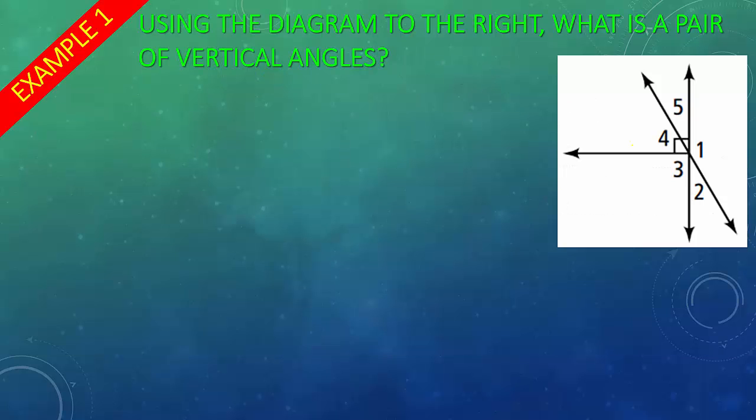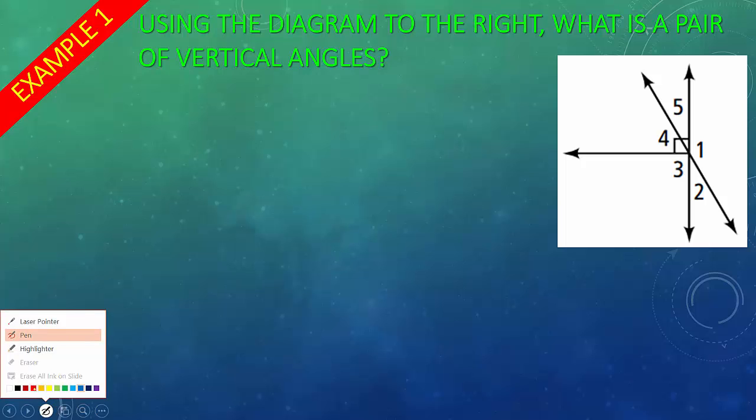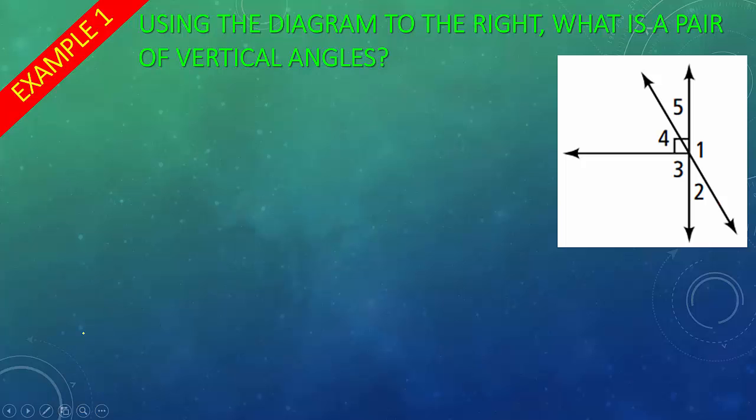Using the diagram to the right, what is a pair of vertical angles? So you need to be careful here, okay, because the only lines that form anything that could be considered that is this one and this one, because this line here doesn't go through. So there's no vertical angles there.